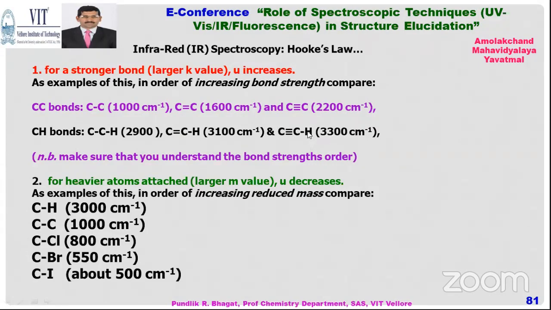So in other words, I can say percentage of S character is more here, it is 50%. Here sp2 33%, and here it is 25% only. So as S character is increasing, frequency also is increasing. See how it is highest in the sp CH, but it is the bond of C and H, not C triple bond C. I'm talking about C and H. So for heavier atoms, same example is given, carbon H, Cl, I. So here how it is decreasing. So this will help to prove again the Hooke's law.